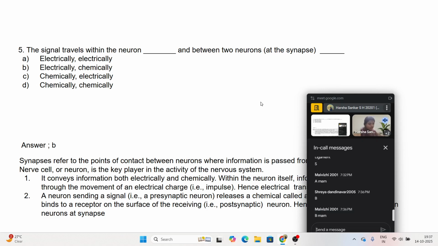Within the neuron, it's always electrical transmission. We just discussed the saltatory method of conduction. But between the neurons, there is a gap called the synapse. To transfer across the synapse, the axon terminal has a lot of synaptic vesicles which store neurotransmitter. So it is mediated with the help of neurotransmitter, which is a chemical. That's why between the neurons, it is chemical.